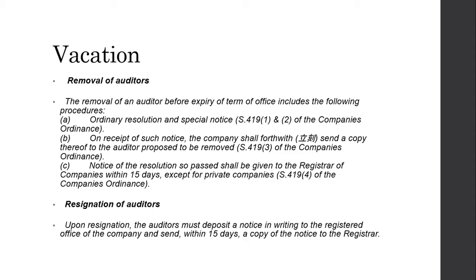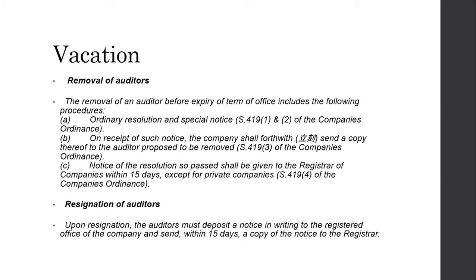Number 2, on the receipt of such notice, the company shall forthwith send a copy thereof to the auditor proposed to be removed. Section 419, subsection 3 of the Companies Ordinance. Again, if a notice is received that an auditor shall be removed from the office, then section 419, subsection 3 empowers the company to do so.